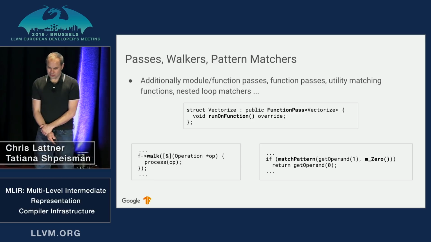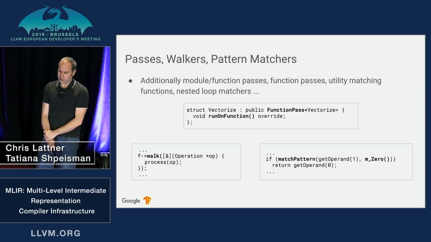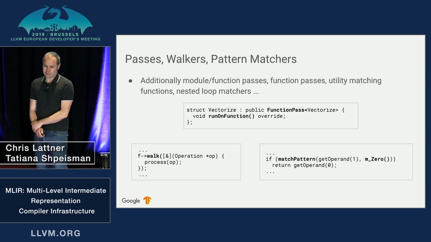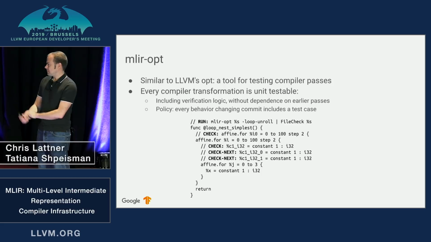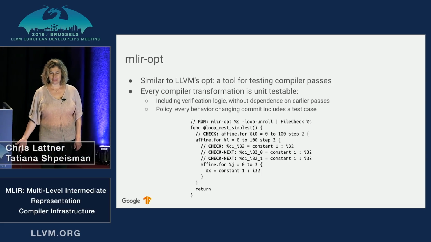So it's a compiler infrastructure, so of course it provides pass managers and passes, it provides walking, it has LLVM style pattern matching for the match pattern stuff. Okay, we have all the familiar tools. We have MLIR OPT. We believe in testing. So it's really easy to write a test. You write the transformation, input, output, and here is the test, and it also runs very fast.